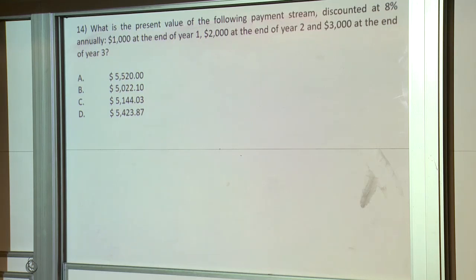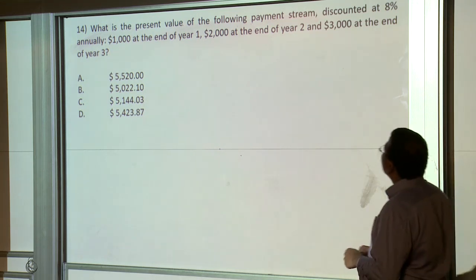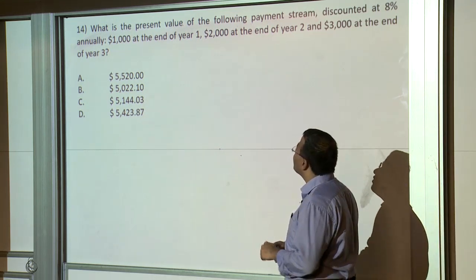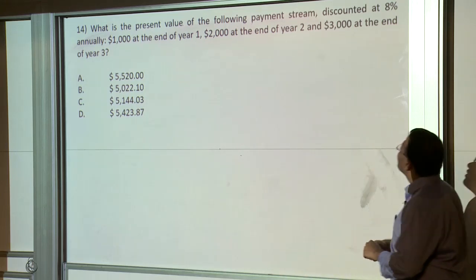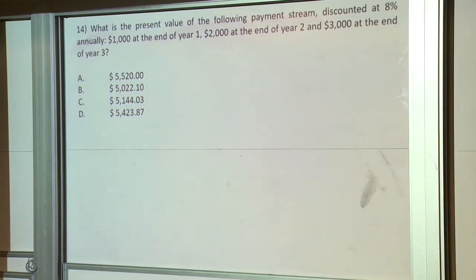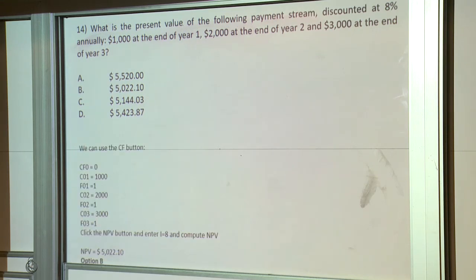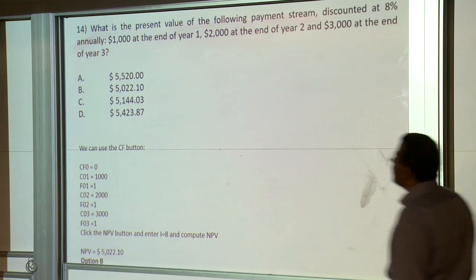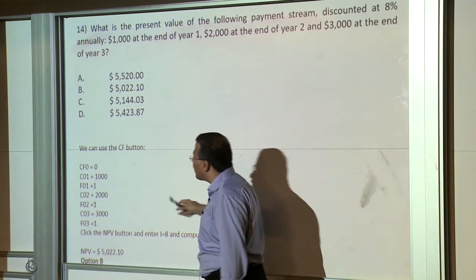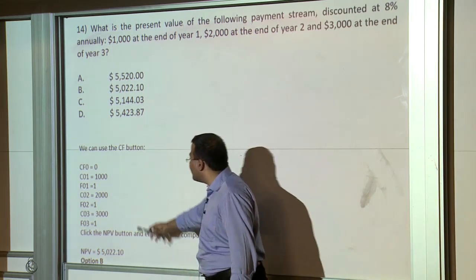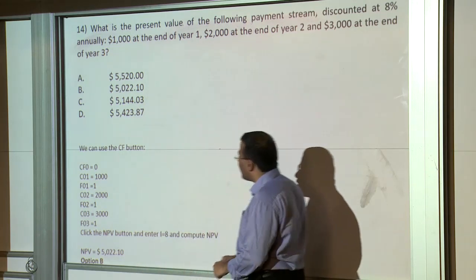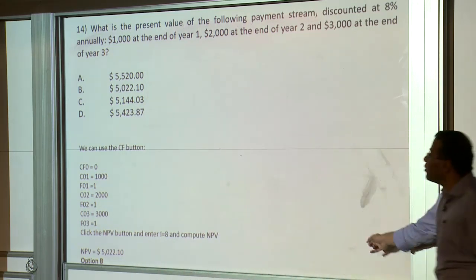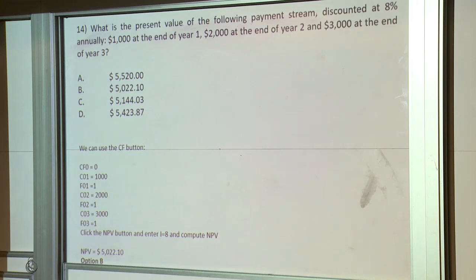Okay, what is the present value of the following payment stream, discounted at 8% annually: $1,000 at the end of year 1, $2,000 at the end of year 2, and $3,000 at the end of year 3? Again, a very straightforward CF, cash flow question. CF0 is 0, C01 is 1,000, C02 is 2,000, C03 is 3,000. All the F's are equal to 1. You calculate the NPV and compute the NPV. Very straightforward. You should get 5,022.1.